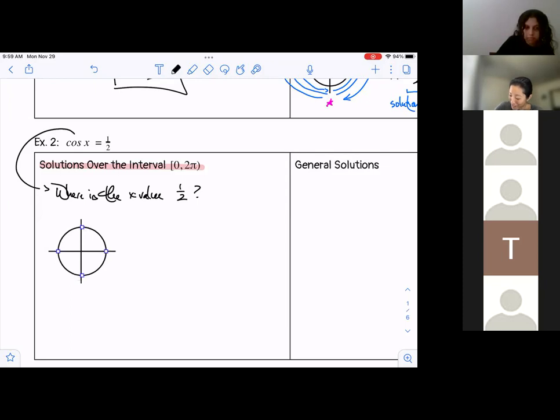Okay, great. I agree that it is pi over 3 is one option. And I would argue that there is a second option as well. Perfect, 5 pi over 3. So if I were to draw these on the unit circle, maybe we use a pink situation over here. Pi over 3 is about here, so this would be pi over 3.